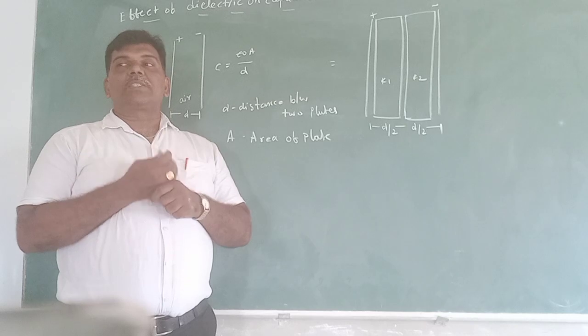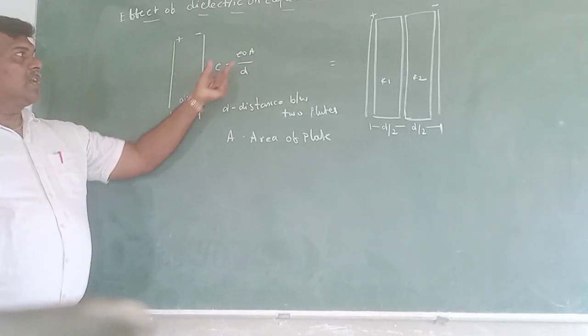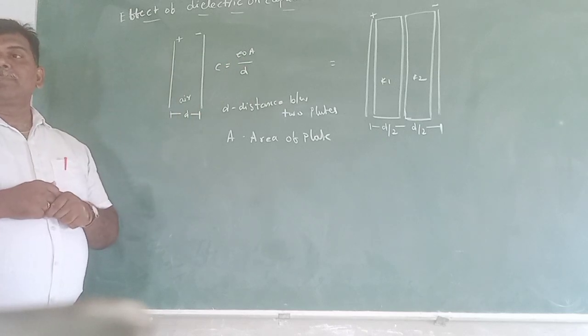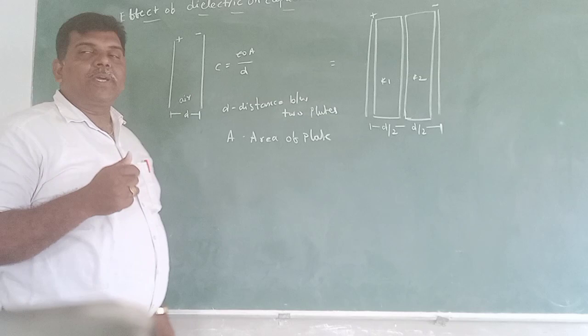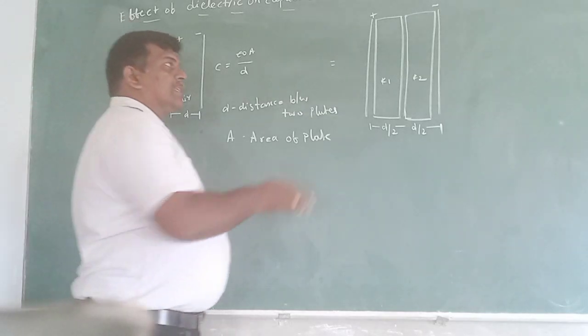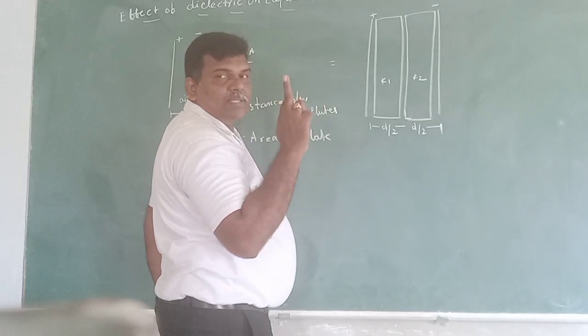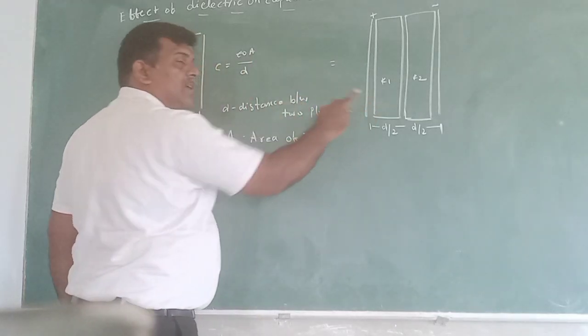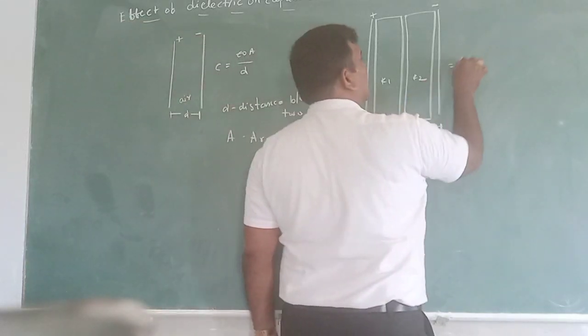The new capacity of this capacitor: this is the initial capacity epsilon naught A by d. After a dielectric is introduced, the capacity is increased by K times. So this single capacitor can act as two capacitors. Like this it is acting.